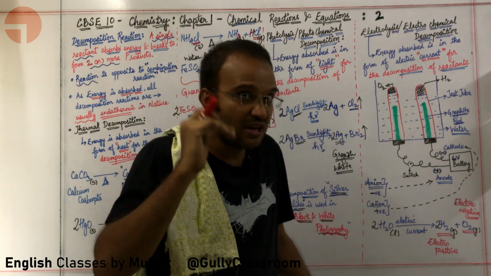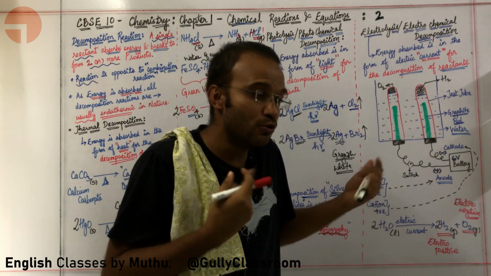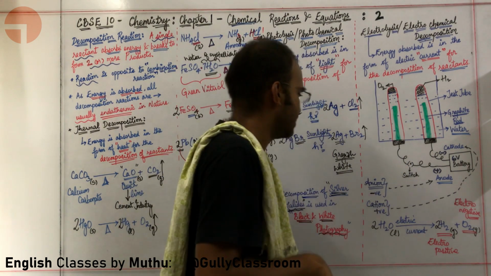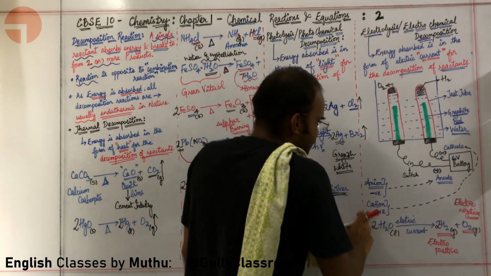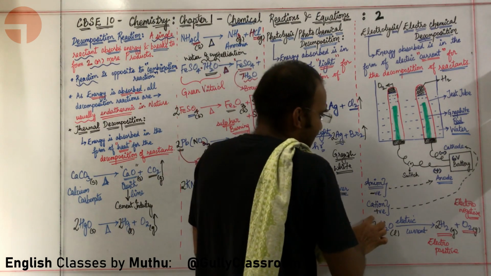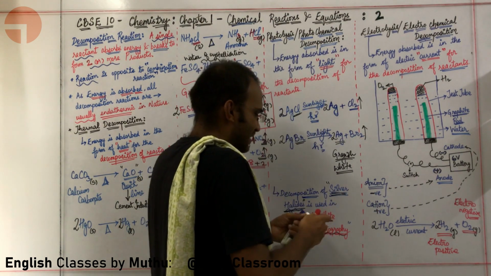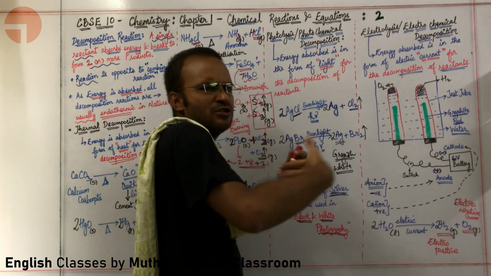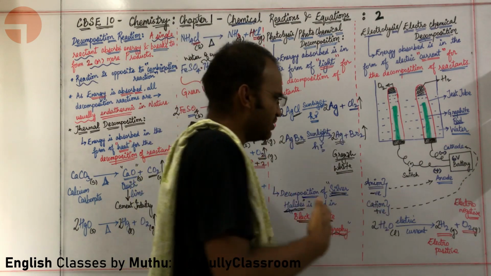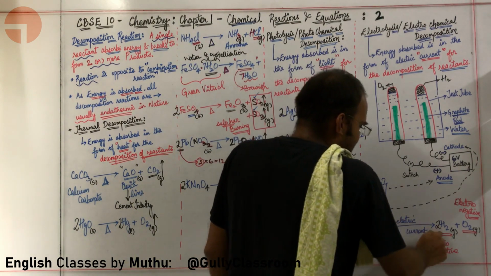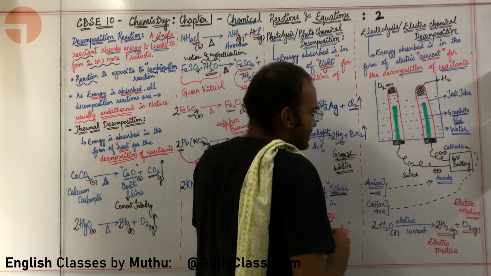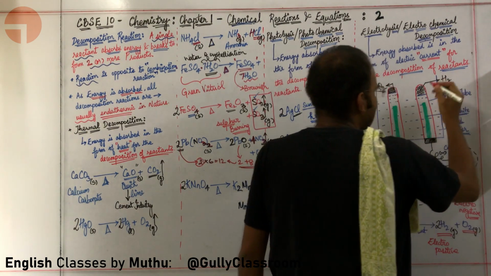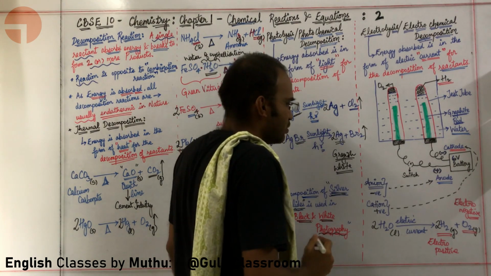Let me repeat myself. Electropositive elements lose electrons. They give away electrons in order to form positive ions. Positive ions means they form cations. So the hydrogen cation, are you able to understand why this is electropositive? Electropositive means they lose electrons to become positive. So hydrogen, the cation, becomes positive, and this hydrogen is collected at the cathode.